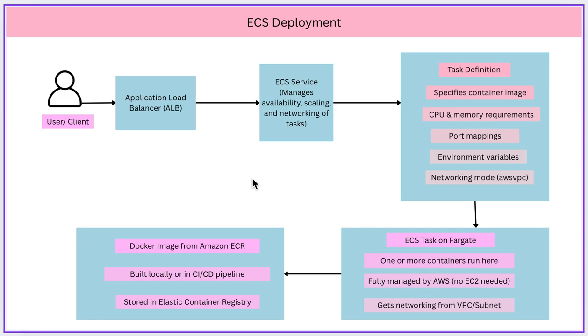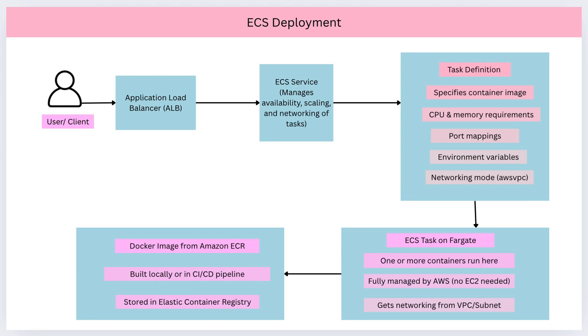The service uses a task definition, basically a blueprint that defines which Docker image to run, how much CPU and memory to allocate, port mappings, environment variables, and more. From the definition, Fargate tasks are launched, meaning AWS handles all the infrastructure. We don't manage any servers. Each task pulls its container from Amazon ECR, our private Docker registry.